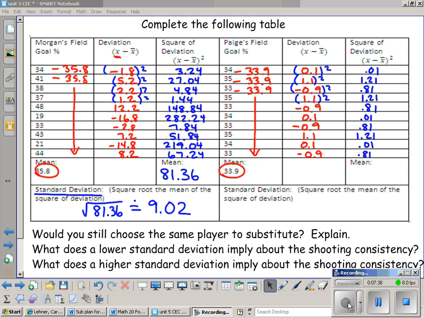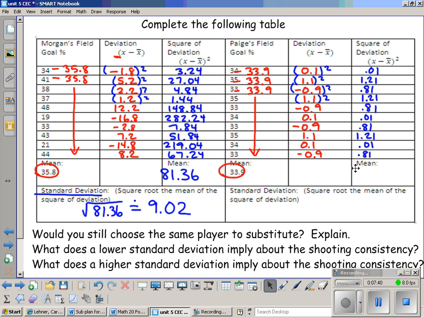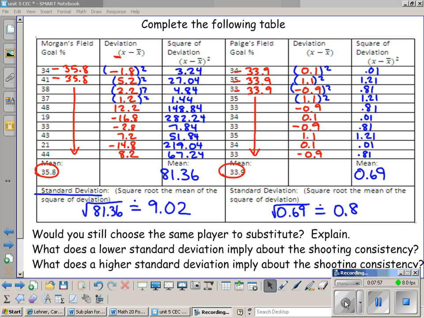And we get 0.69 is our mean. To find the standard deviation, we find the square root of this value. It's approximately equal to 0.8. So now you can look at this and you can determine better information.